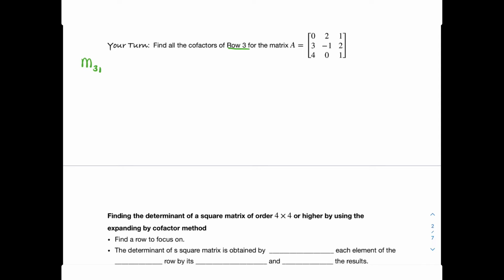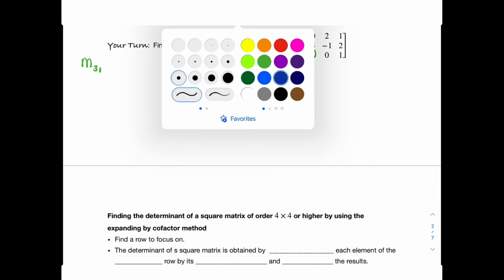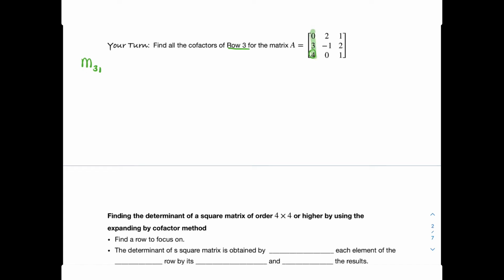Before you can find the cofactors, first you have to find your minors. So I'm going to find the minor for row 3, column 1. I'm going to delete everything in row 3, column 1, and find the determinant of 2, 1, negative 1, 2. The product of the diagonal down is 4, minus the product of the diagonal up, which is negative 1, which gives us a positive 5.